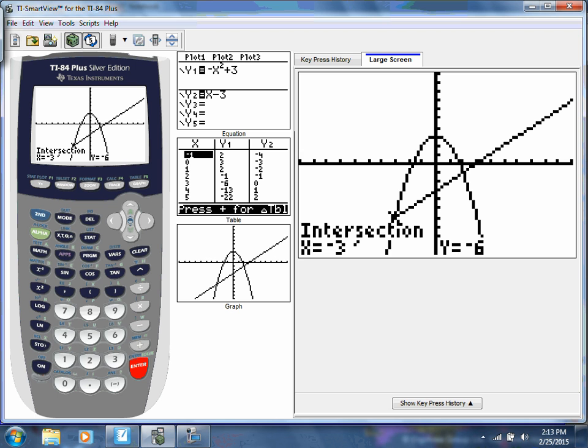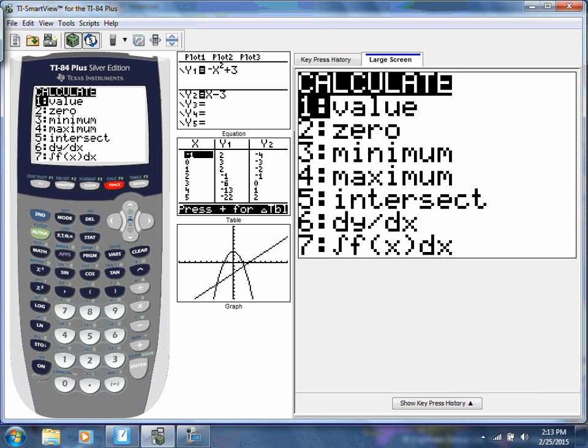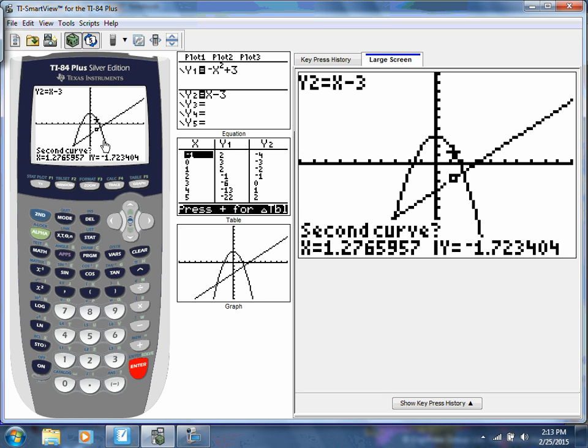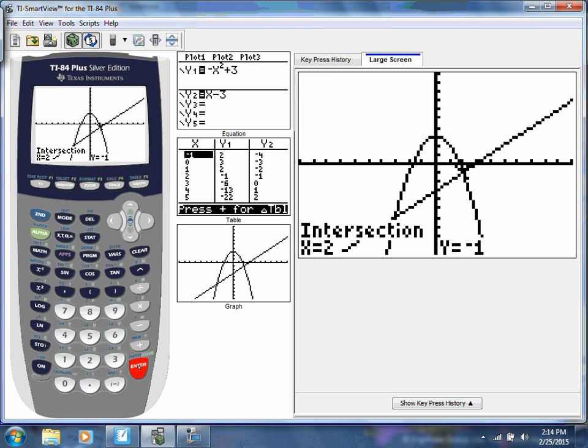If you clear it, you can do it again and find the intersection on the right. So again, do second trace, 5, and now we're going to arrow over to the right side of the parabola. So we get close to that intersection. Hit enter. The calculator automatically moves the cursor to the line. So hit enter and say, yeah, that's my second curve. Hit enter again to say, yeah, I want you to find the solution. And there it is, 2, -1.